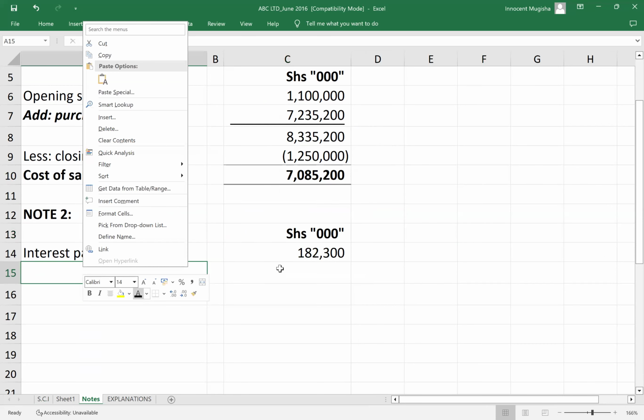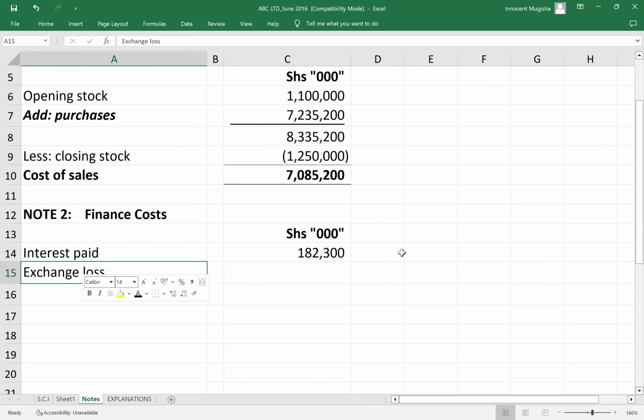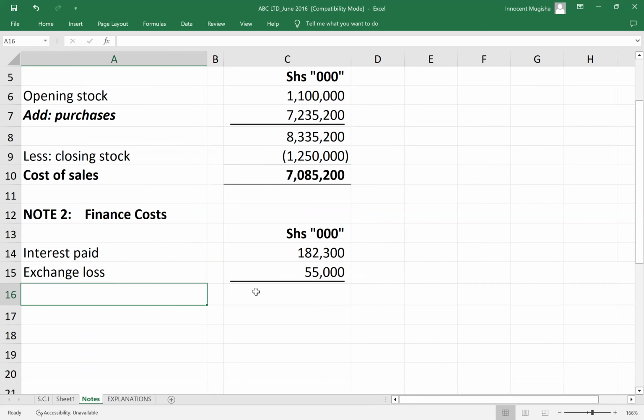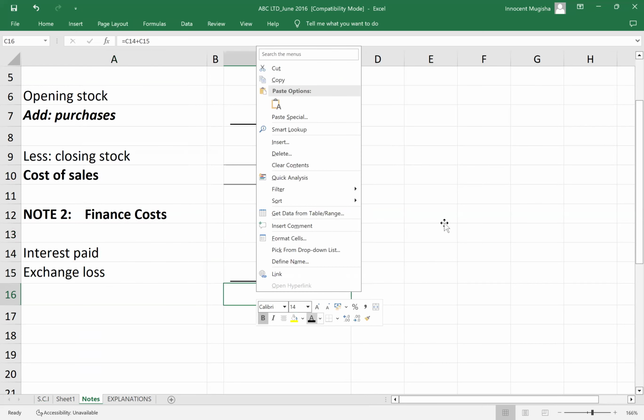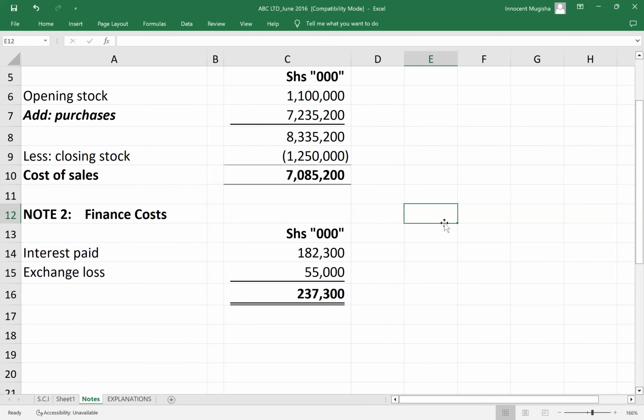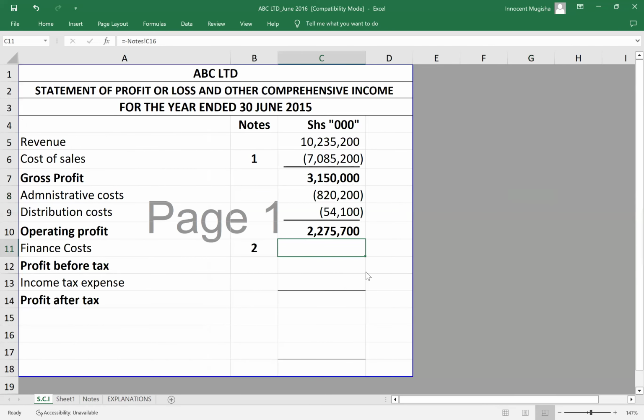We also have an exchange loss of 55, which I bring to the finance costs because it is part of the loan, and the loan is part of the financing arrangement. So my finance costs come to 237,300, which I bring here in my P&L. I subtract from the operating profit, bringing me to a profit before tax of 2,038,400.